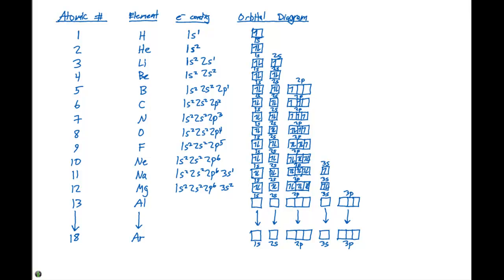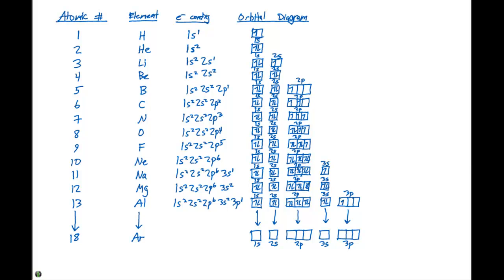In aluminum, we now need to add 1 more electron, and the next highest orbital is going to be the 3p. So we have 1s2, 2s2, 2p6, 3s2, 3p1. So we'll completely fill the 1s, the 2s, and the 2p. We'll completely fill the 3s, and we'll put 1 electron in the 3p.